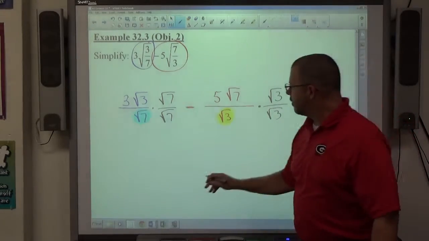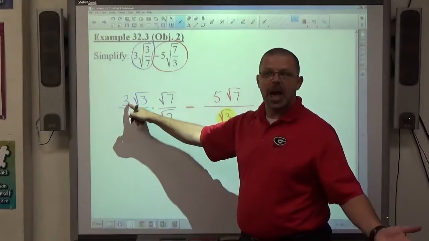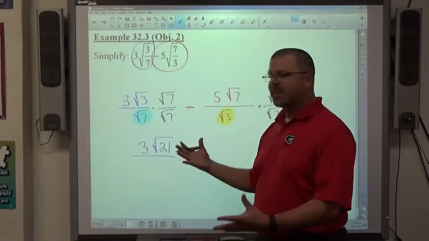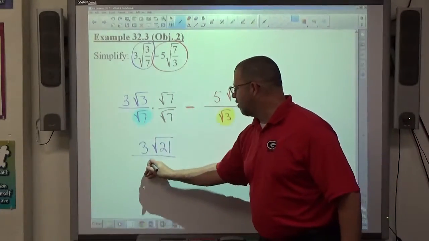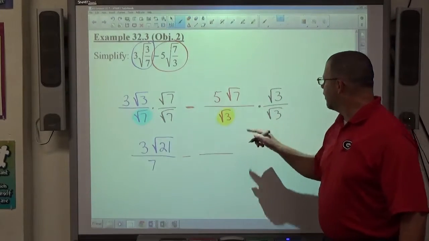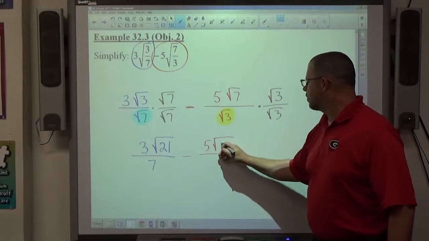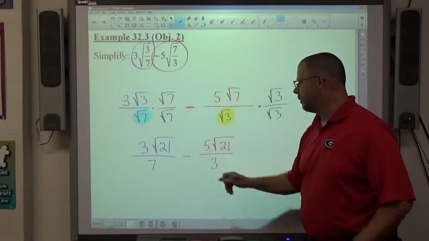What that leaves me with for the blue term on top: 3 outside the radical, nothing's happening to 3. Square root of 3 and square root of 7 make the square root of 21, both inside radicals, so you multiply underneath the radicals. On the bottom, square root of 7 times itself makes 7. The red one, we've got 5 outside, nothing happens to it. Square root of 7 times square root of 3 is square root of 21. On the bottom, square root of 3 times square root of 3 makes 3.